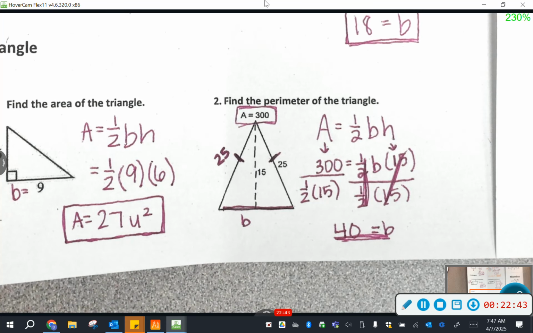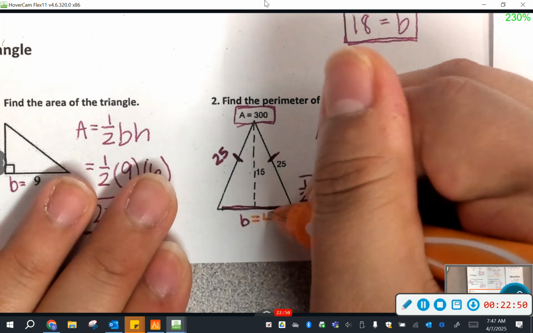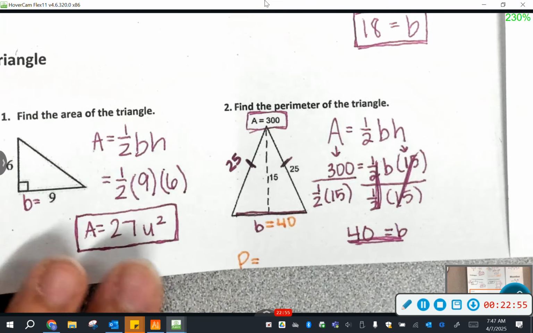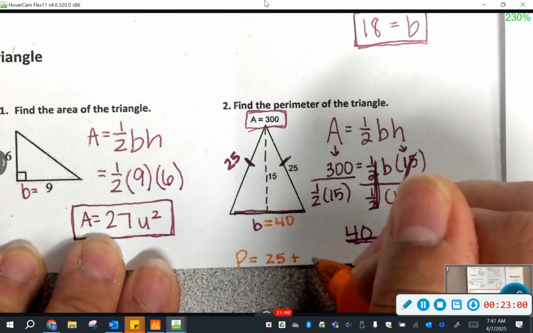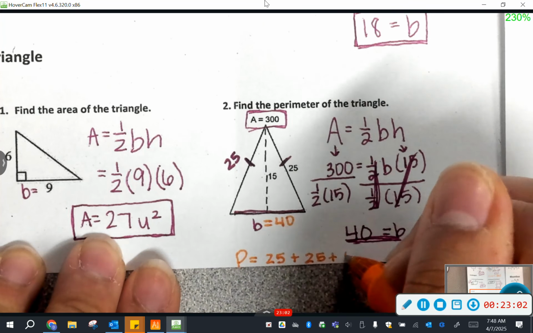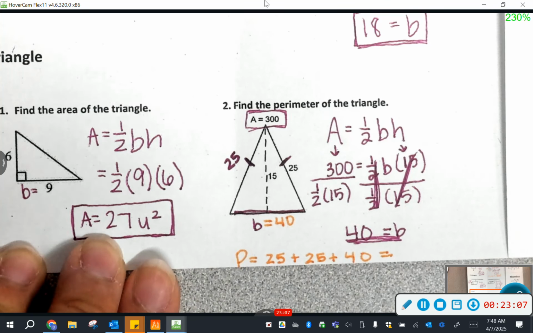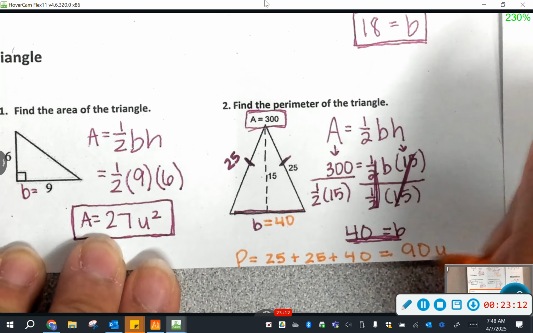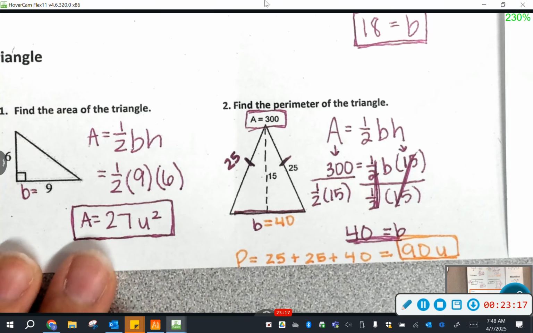Is that my question? No. No, it's not. What's my question asked for? Find the perimeter. What am I going to do to find the perimeter here? I got to add all the outside. 25 plus 25 plus 40. What's 25 plus 25 plus 40? 90. So this is going to be 90 units. Is my answer.